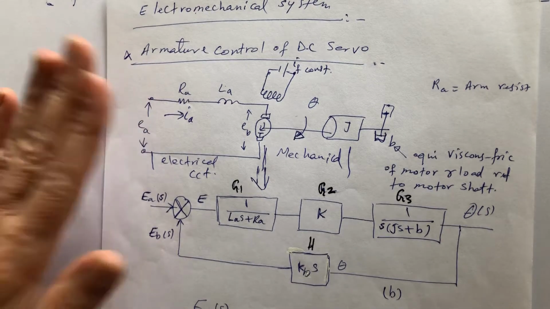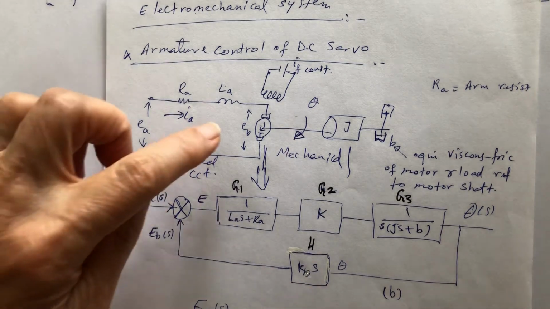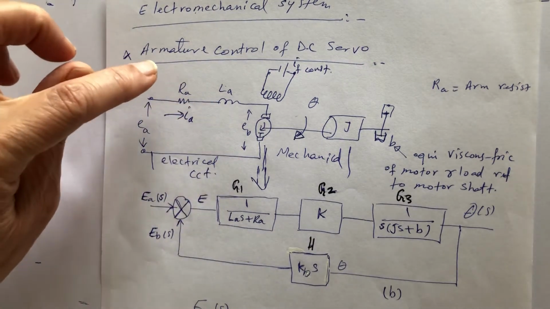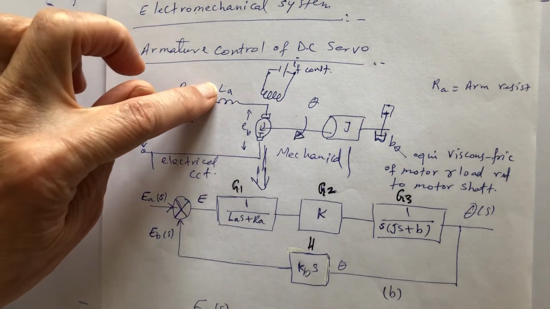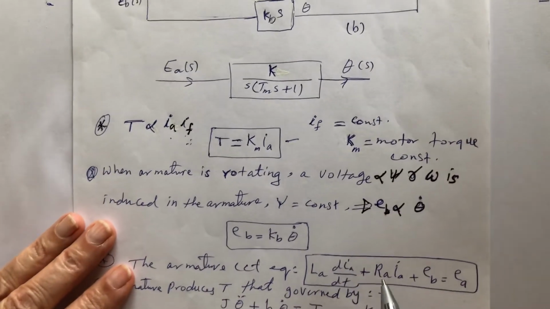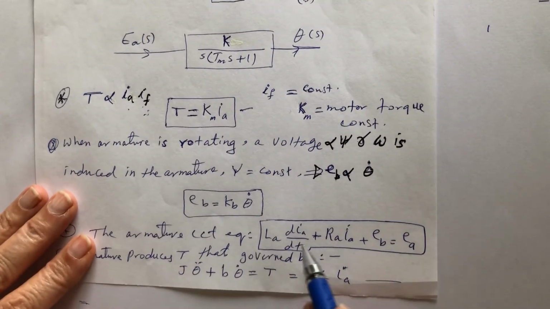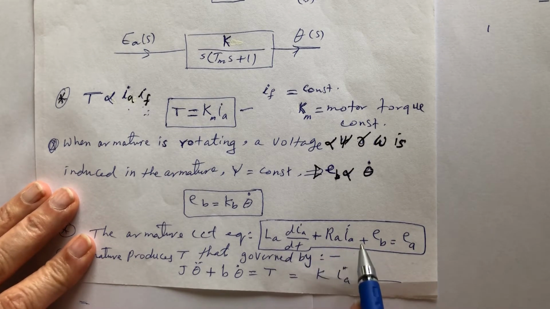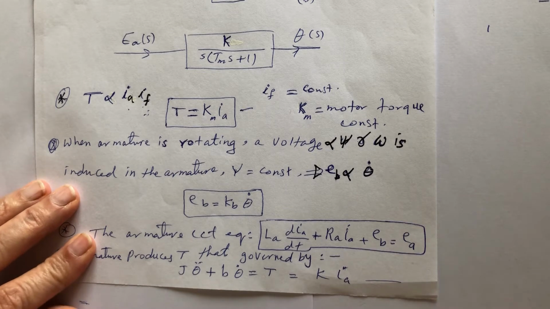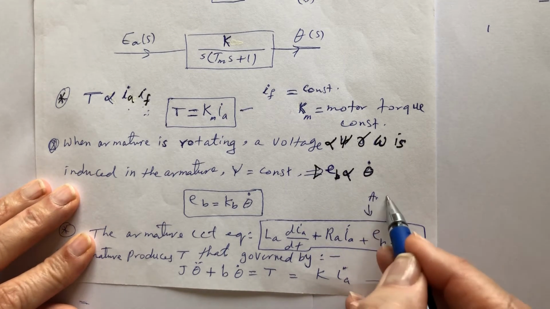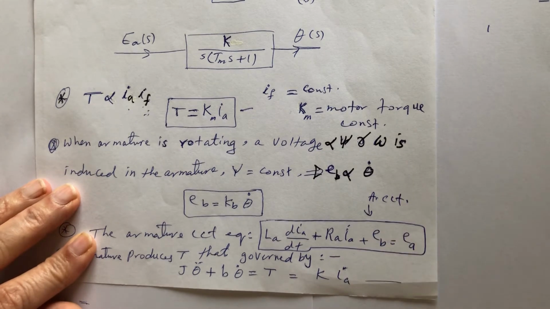If I put this after the equality, so this is plus EB, or I say EA minus EB equals RA IA plus LA dIA by dt. So I have this equation: LA dIA by dt plus RA IA plus EB equals EA. This is the armature circuit. Now what do we have?